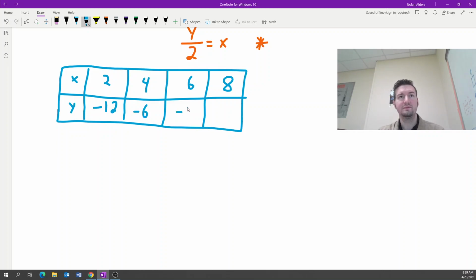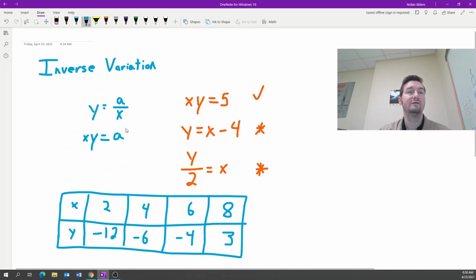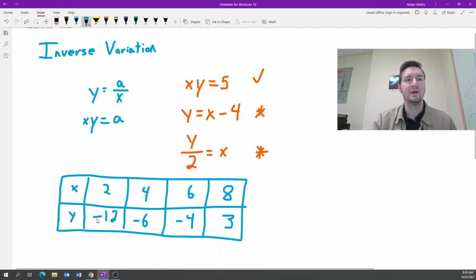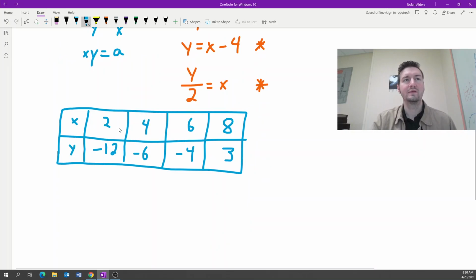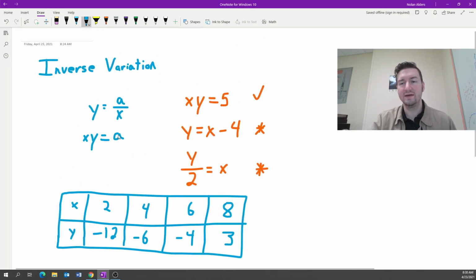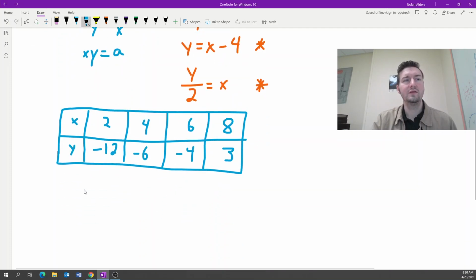We're going to see if this represents a direct or an inverse relation. So we've got a data table, and we want to know if this is going to represent a direct or an inverse variation. Here's the idea. For inverse variation, we want the constant when we multiply x and y. When we multiply x and y, we want to get some constant number a. So here's how we can check this data table. If we multiply x times y and get the same number every time, then we know we're dealing with an inverse variation. So 2 times negative 12 is negative 24.